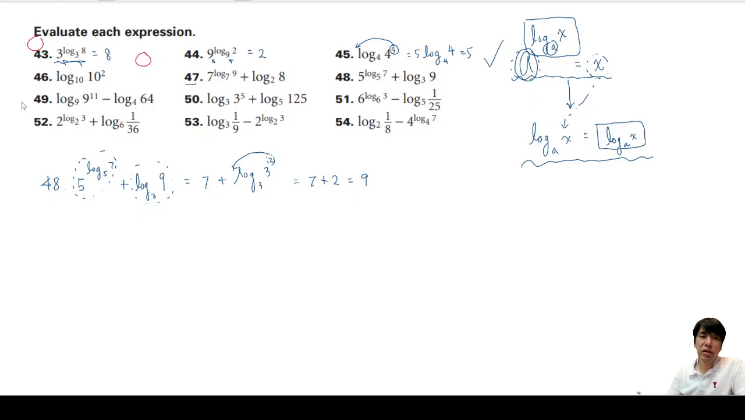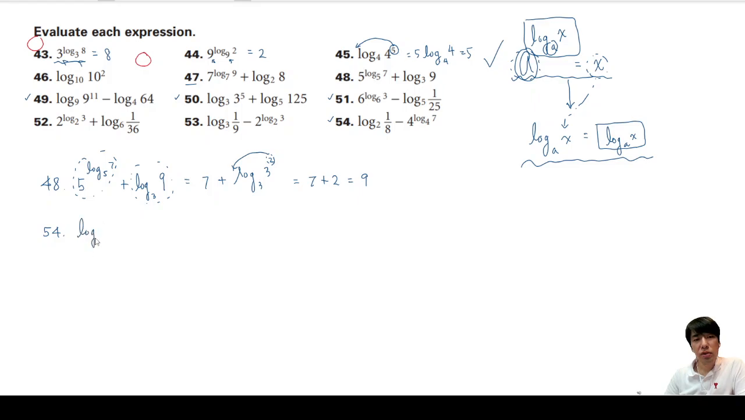This one, piece of cake. 50, also piece of cake. This one also. They look all similar to me. Okay, let's just do one more, 54. They're all the same to me, so you can easily do it at home. Okay, 54.